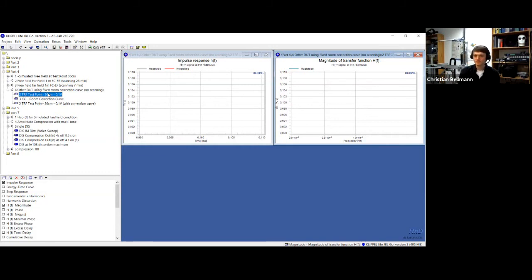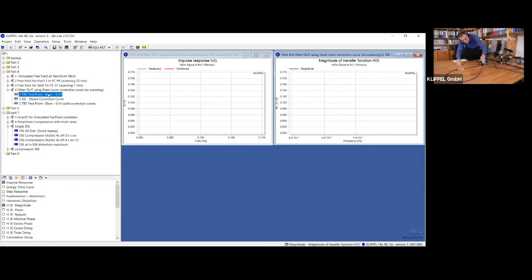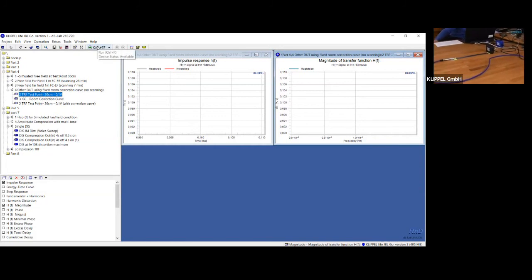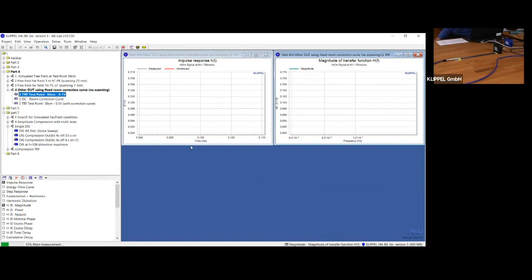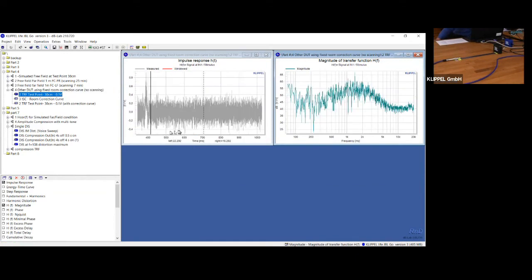And now we try to compensate this speaker with the correction function we did before. It's actually the same kind, but a different unit. So we start again with our measurement here. It's not turned on. Yes, that's correct.